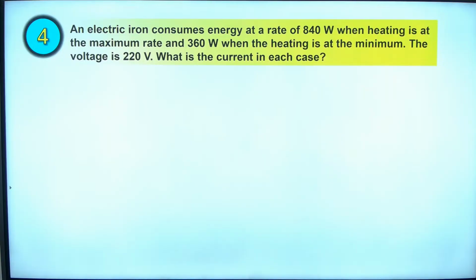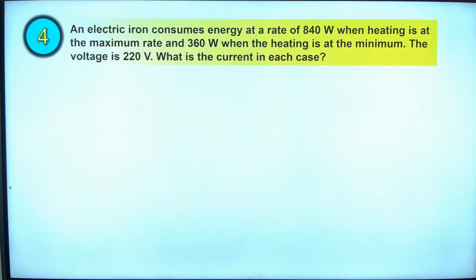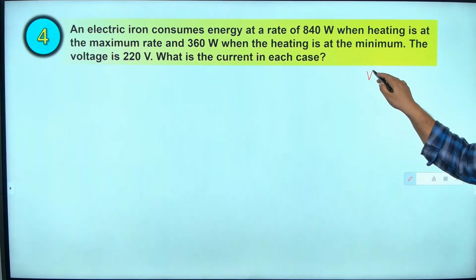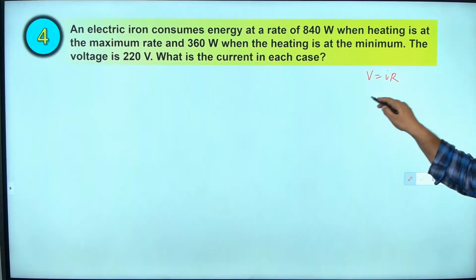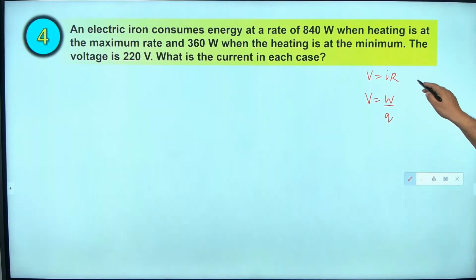What is power? Power is work done by time, or energy by time. The formula you have now, which you are using, is mostly Ohm's law, which is V is equal to IR. You may use V is equal to work done per unit charge. You are using H is equal to I square RT. That's all we are using up to now.